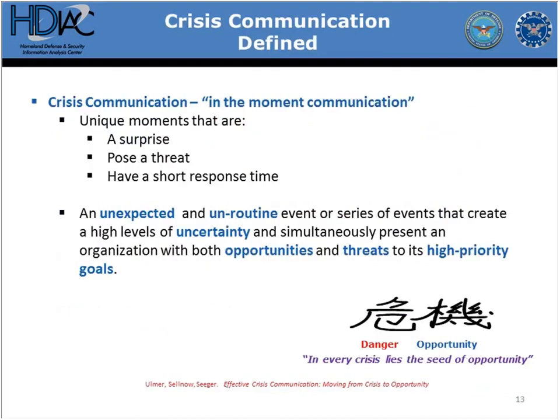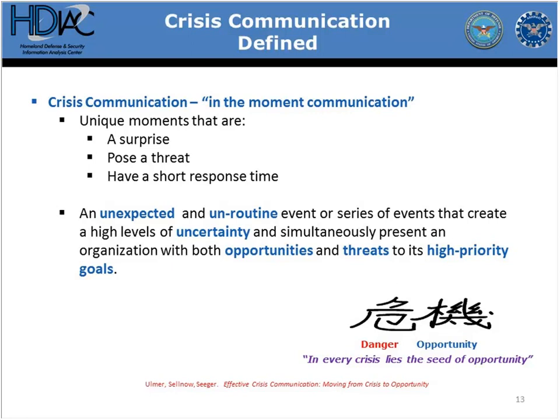So let's talk about the crisis communication aspect of this. Crisis communication is you're in the moment. It has happened. It's happening right now. A natural disaster, again, the shootings in Chattanooga last week, those sorts of things that you're in the moment, and it's a unique moment that is a surprise. It does pose a threat, and there's a very short response time.